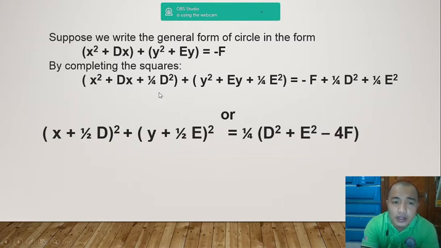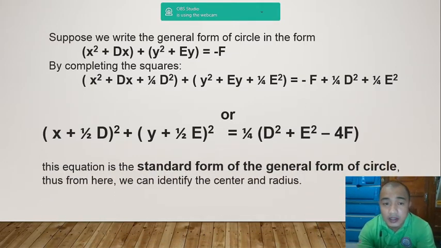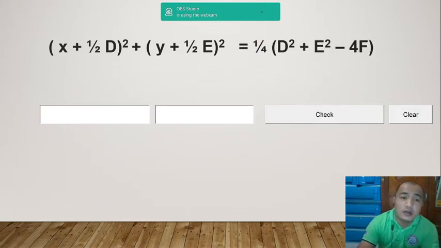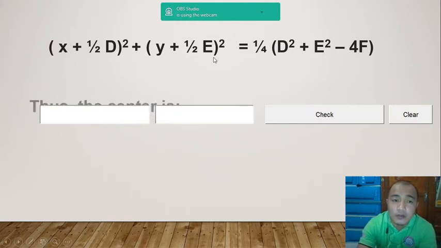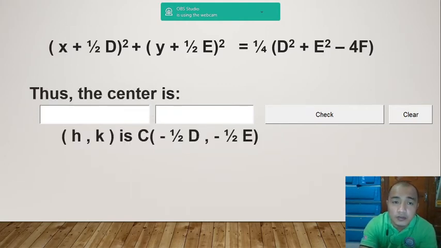So if we factor this trinomial, it becomes x plus 1/2 d quantity squared. If you factor this, y plus 1/2 e quantity squared. Then if you factor this, we have 1/4 quantity d squared plus e squared minus 4f. So you can see yung general form naging standard form of the equation of circle. And from this standard form, we can now identify the center and radius. Nandito yung center niya, h, k. Ito naman yung radius, right? So, yung general form, naging standard form, and from the standard form, we can now identify the center, which is negative 1/2 d and negative 1/2 e, right?